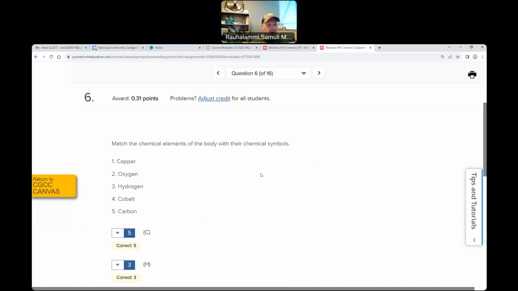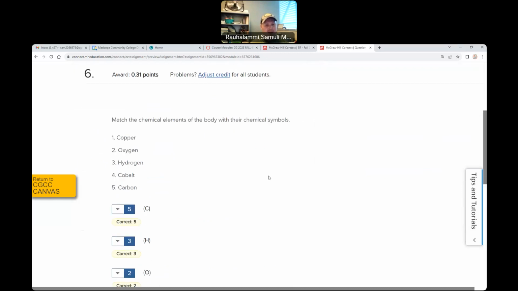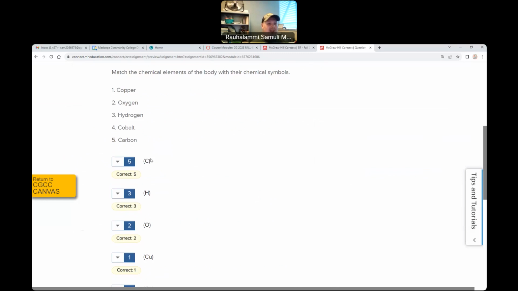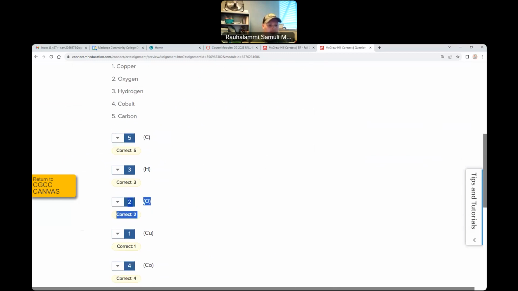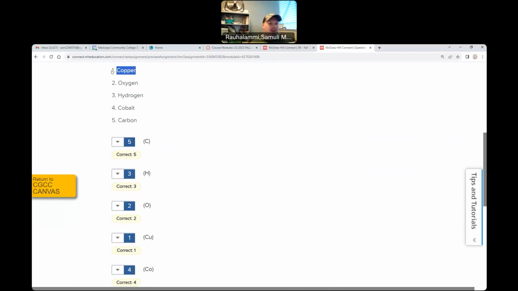Here we have a matching question where you're being asked to match the elements of the body with their chemical symbol. So let's go through those. The chemical symbol C stands for carbon, as we're seeing here. Chemical symbol H stands for hydrogen, as we're seeing here. Chemical symbol O stood for oxygen. Chemical symbol Cu stands for copper. And chemical symbol Co stands for cobalt.